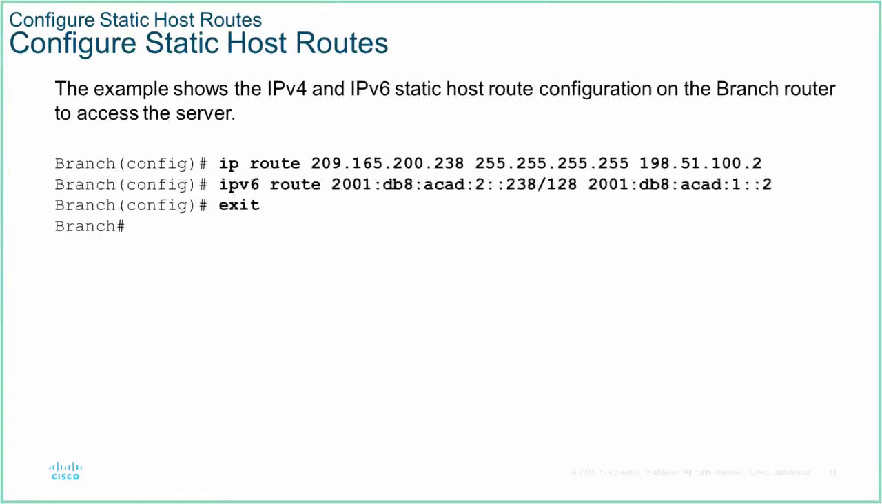Alright, so what we're doing is we're going to say this is the IP address of the device, and you need to match all the bits. So it's 255, 255, 255, 255. And then the next hop address. So this is a host route.